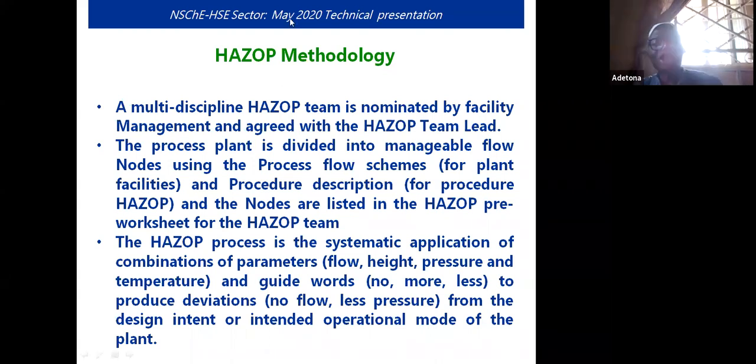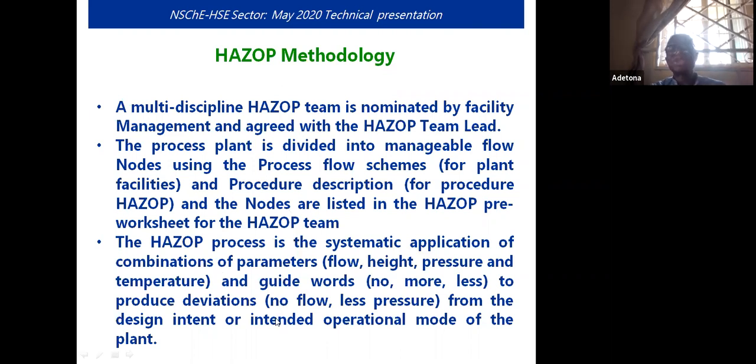Then the HAZOP process is the systematic application of a combination of parameters. What are those parameters? They are the primary variables in our thermodynamics. We are talking about the flow, the height, pressure, temperature, and then you apply the guide words: no flow, more flow, less flow, and so on, to produce deviations.